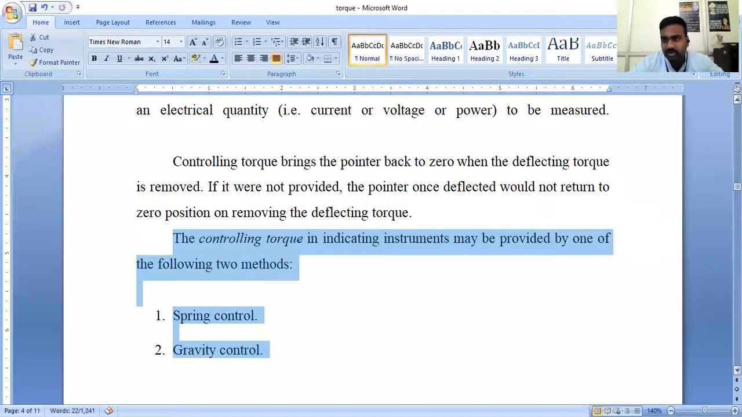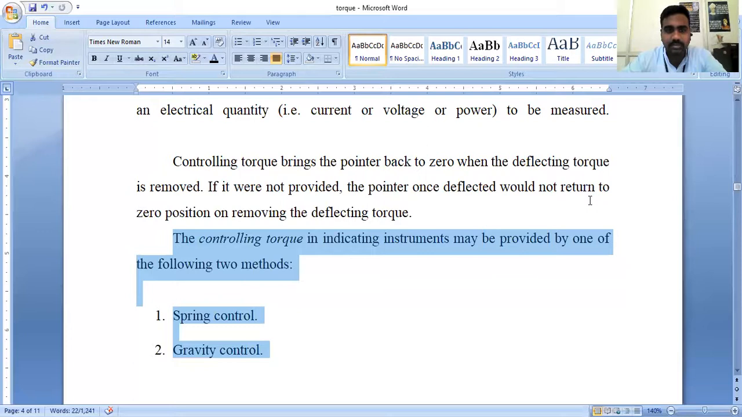Okay, we discussed the purpose of controlling torque. We discussed the definition of controlling torque, and we analyzed the relation between controlling torque and deflecting torque. Just a small question. What is the relation between controlling torque and deflecting torque? Just let me know in the chat box. Anyone, just let me know the relation.